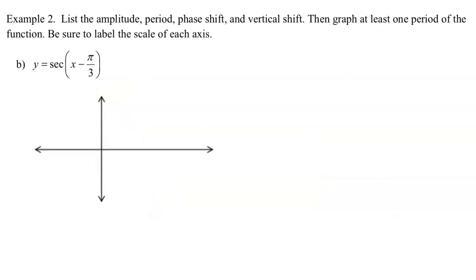Okay, here on example B, we've got y equals the secant of x minus 3. And so the fact that this is a secant tells me that I need to find the information for a cosine graph. And so the amplitude is going to be equal to 1, and the vertical shift is going to be equal to 0. And so 0 is going to be my midline. An amplitude of 1 means that my y values will be at 1 and negative 1.